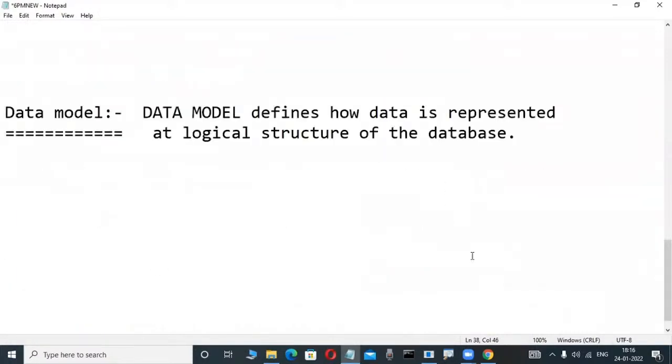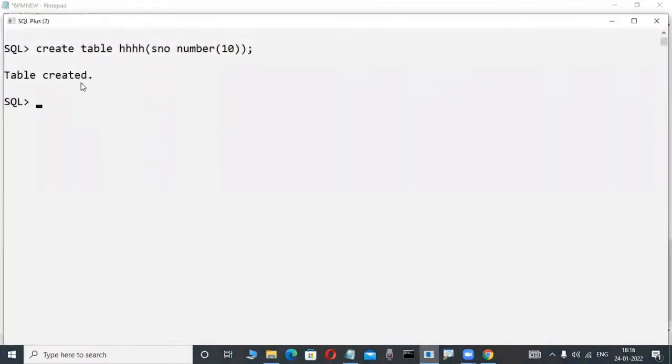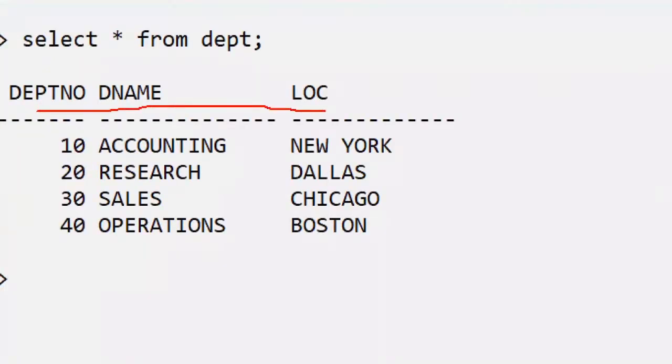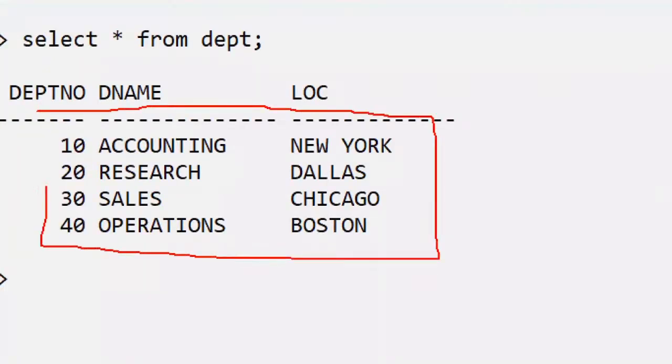Very good. Now here in this database, how data is represented is specified in the format of records. Unfortunately, these collections of records are in matrix format. That's why, whenever there is a logical structure, how data is represented at a logical structure is in a matrix format, rows and also columns. That's why this is a data model: how data is represented at a logical structure.